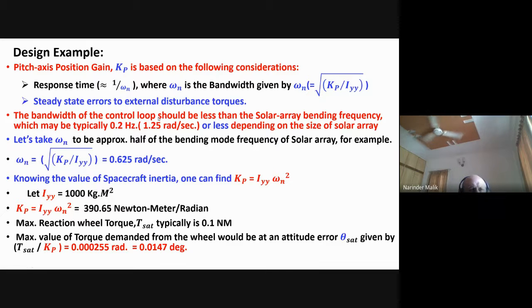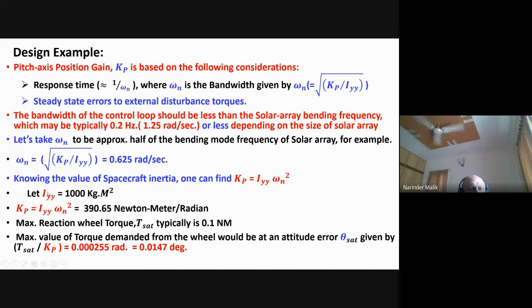Typically, it depends on the size of the solar array. We can say for a typical ISRO satellite, the bending frequency of the solar array is typically 0.2 hertz, which is nothing but 1.25 radians per second. It can be less also depending on the size of the array. So let's take omega n to be approximately half of the bending mode frequency of the solar array, which means omega n is equal to 0.625. Knowing the value of spacecraft inertia, one can find Kp is equal to Iy into omega n square.